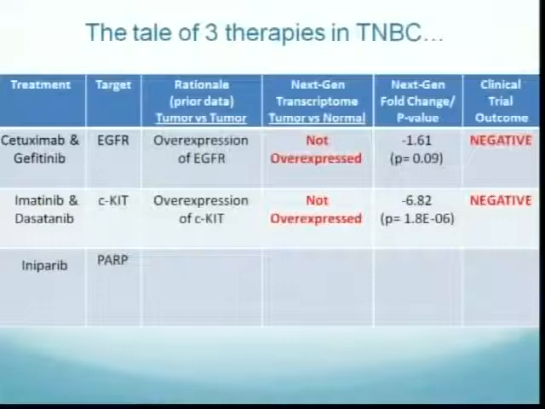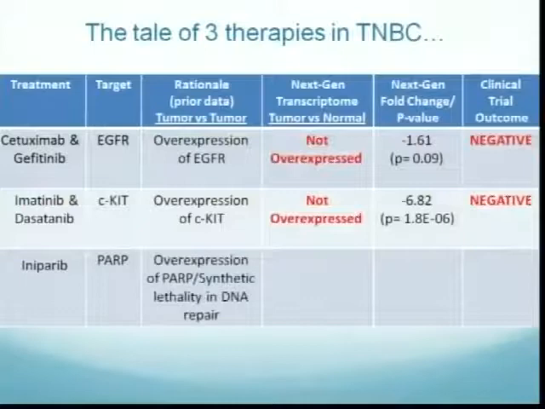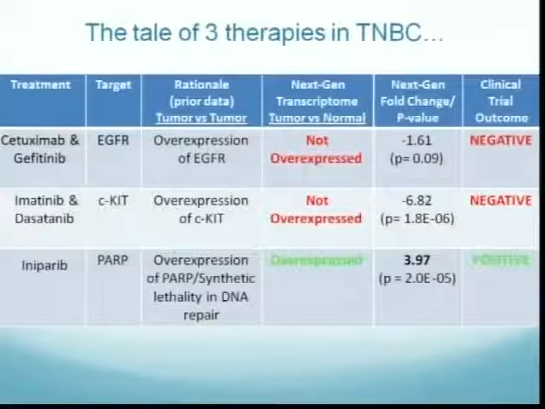Here we have a drug called iniparib, and there's actually a few others now. Olaparib also, both inhibitors of PARP, which is a DNA repair enzyme. Rationale to be overexpressed in triple negative, also its role in synthetic lethality and DNA repair. We found it to be overexpressed fourfold. And one phase two was positive, a phase three showed positive results in the refractory setting. More results are coming out now, but this drug seems to be at least somewhat working in triple negative disease.